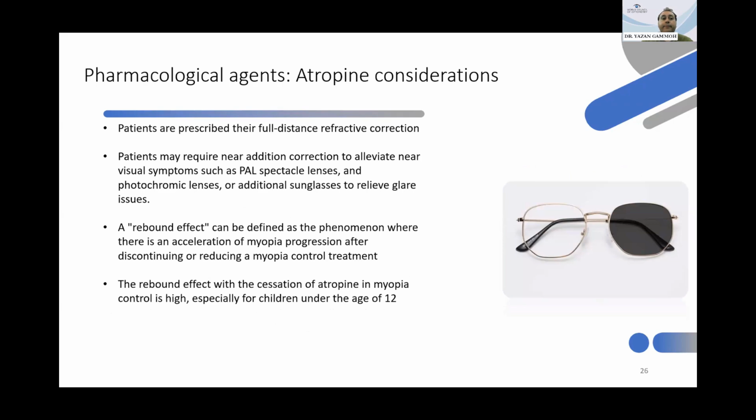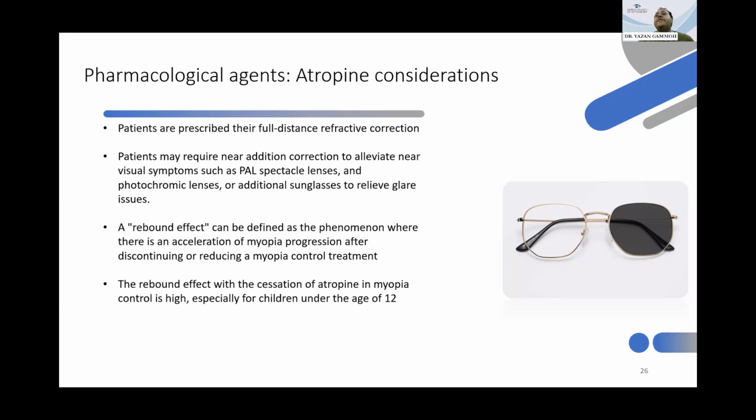Remember that patients will need to be prescribed their full distance refractive correction. Patients sometimes may require near addition correction to alleviate some of the near visual symptoms. Some children actually might need some sunglasses to relieve the glare issues. It just all depends on the patient. Some of the studies show that patients require these, some patients or some children in some countries, they didn't. So we need to be aware of these things.